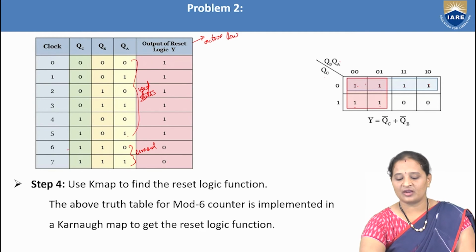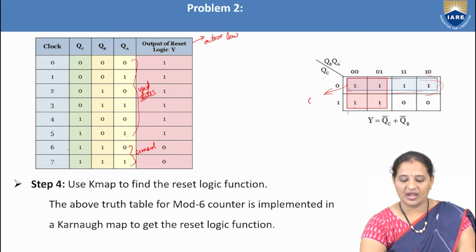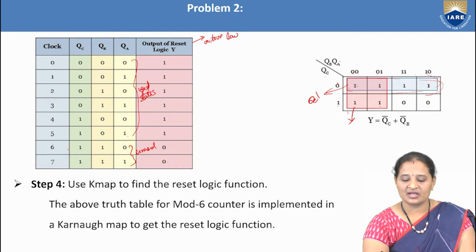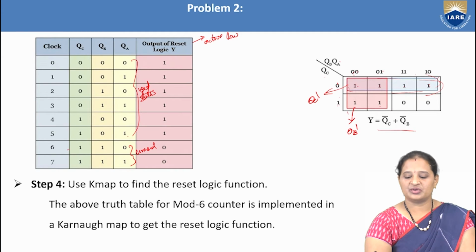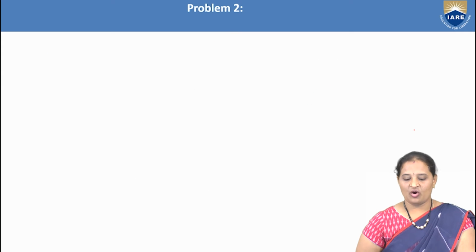And now again I can form a quad here, 2 quads here. So this is 1 quad and this is 1 quad. For this quad, the prime implicant is QC complement, whereas QB, QA values are varying. And for this quad, what is the prime implicant here? QC value is varying, eliminate, whereas QB value is common, so QB complement, and QA value is also varying, eliminate QA. So QC complement plus QB complement.